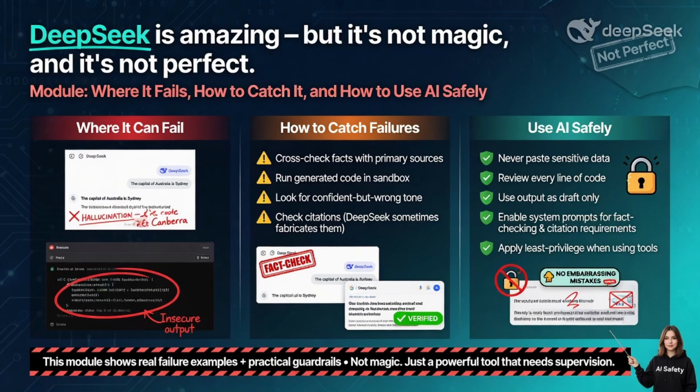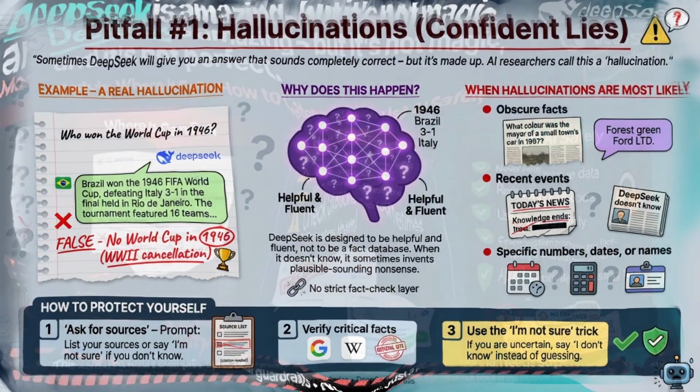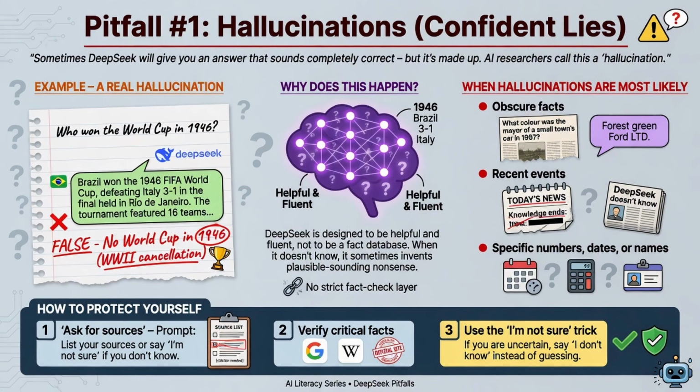DeepSeek is amazing, but it's not magic, and it's not perfect. In this module, I'm going to show you where it can fail, how to catch those failures, and most importantly, how to use AI safely without embarrassing mistakes or security risks. Pitfall number 1. Hallucinations, confident lies. Sometimes DeepSeek will give you an answer that sounds completely correct, but it's made up. AI researchers call this a hallucination.